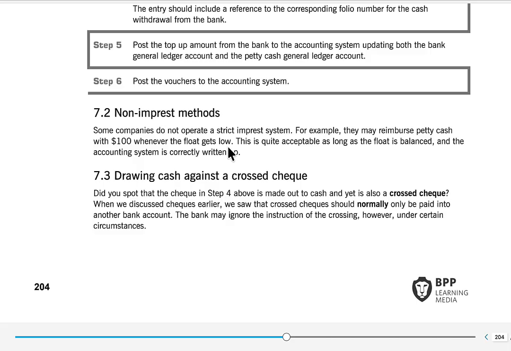Final classroom summary. Non-imprest methods mean petty cash is topped up by a standard amount, not back to a fixed imprest total. It is simpler and quicker. But it can be less controlled unless regular balancing and proper accounting records are maintained.